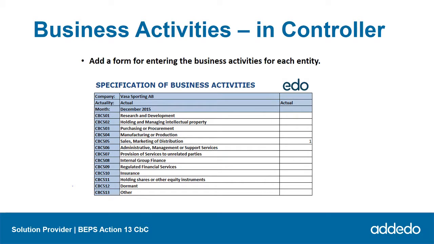We decided to do this in Controller in a form. We set up each business activity as an account, and you enter it in a form for the last period of the year, indicating with a 1 what kind of business activity the entity has. And for the last one, there is a mandatory comment for you to enter if there is a business activity that doesn't fit in any of the other groups.